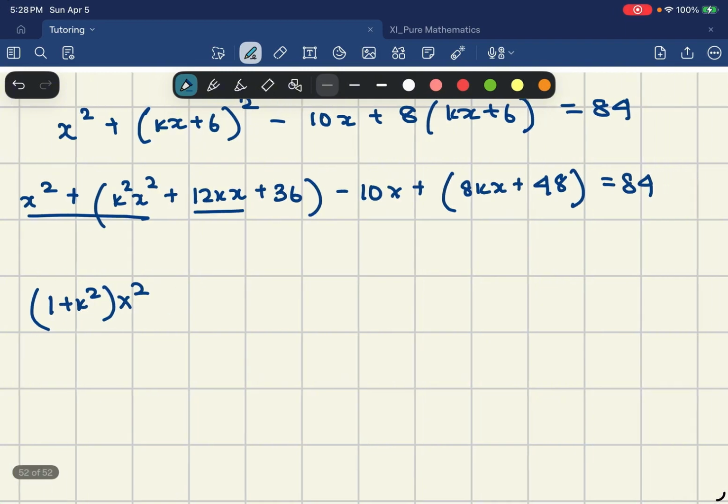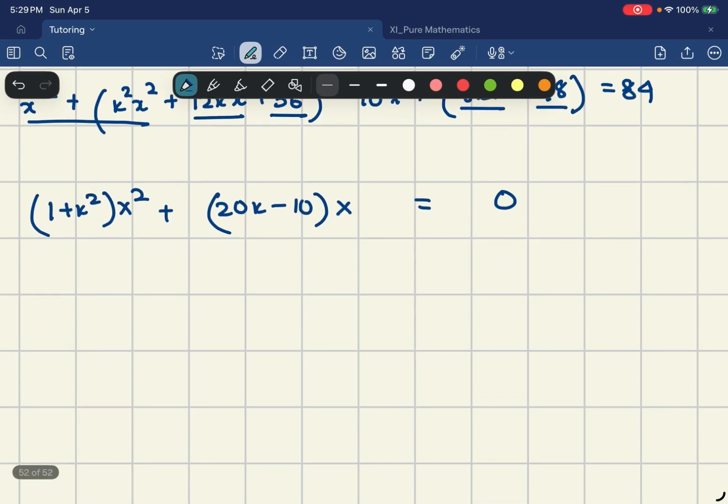Let me collect my x terms. I have 12kx plus 8kx, right? So that is 20kx, minus 10x. So I can write this as 20k minus 10, x. And finally, I need to worry about my constant terms, right? So I have 36, I have 48. 36 plus 48, that is 84. So I have plus 84 is equal to 84. If I subtract 84 on both sides, I'm going to get 0, and the 84 on my left-hand side is going to cancel out. So I have this equation.